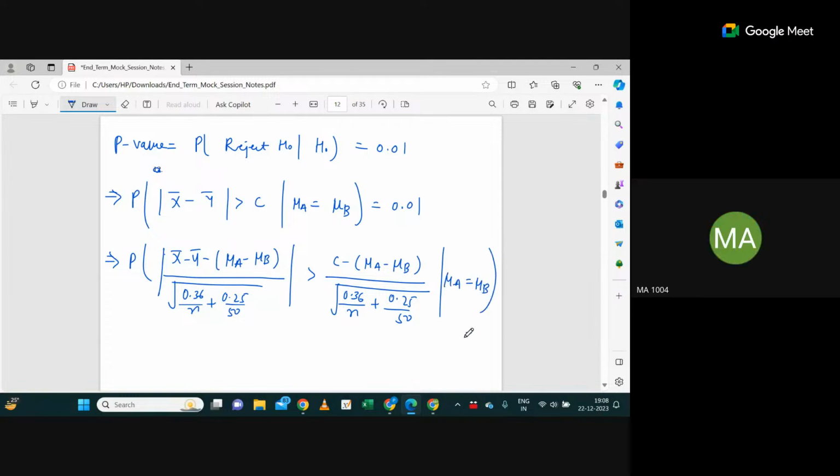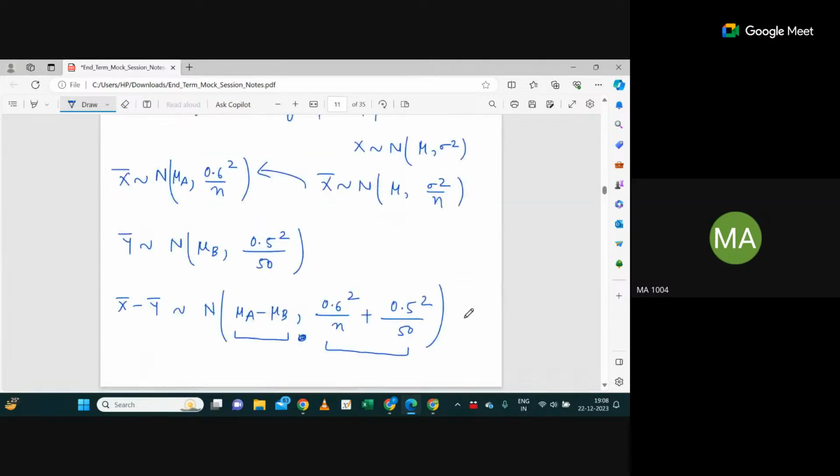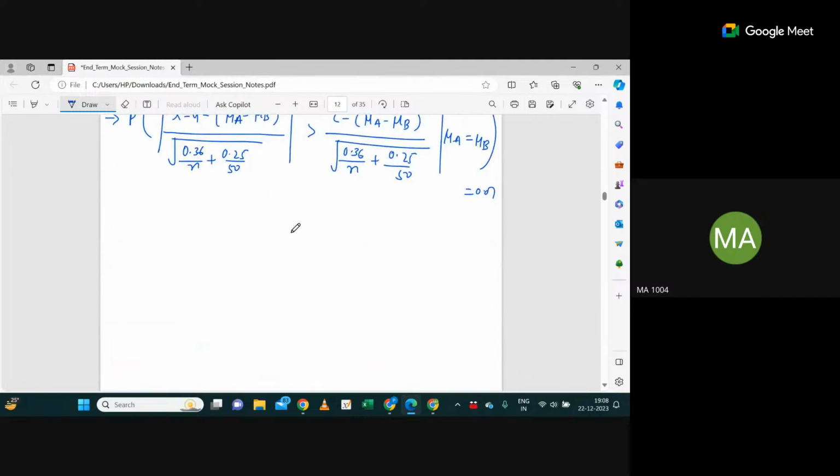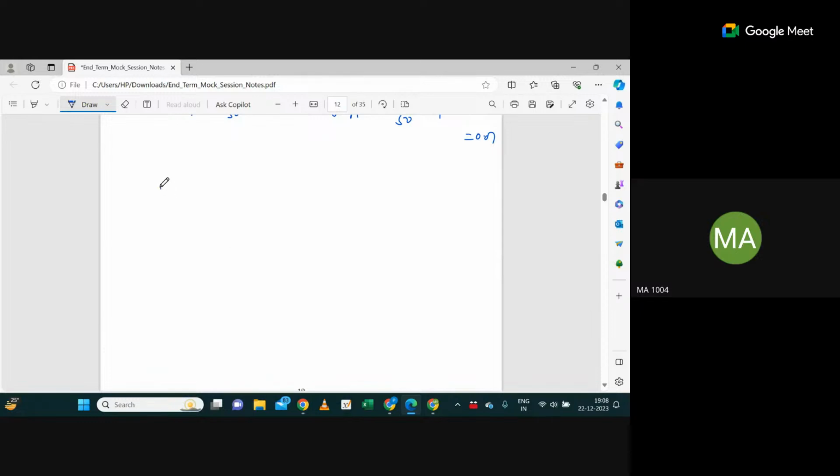Now, this is nothing but 0.01. Tell me where I should write the continuation part. Okay, I will write here still. Suppose I'm saying x bar follows normal(mu1, sigma1 square divided by n1), and y bar follows normal. It's basic calculus. No problem. Suppose this is the case, right?